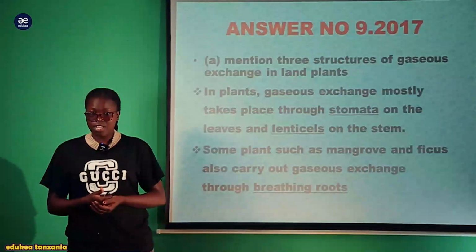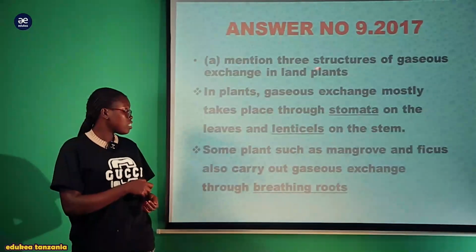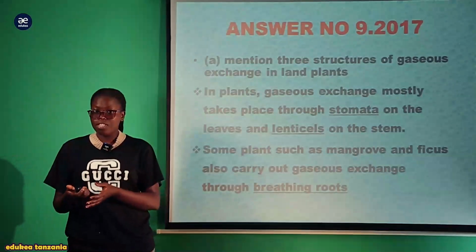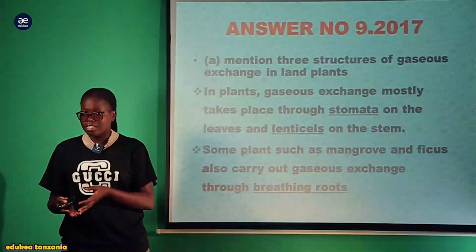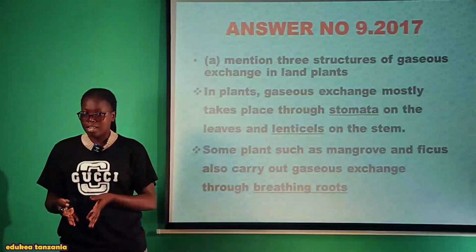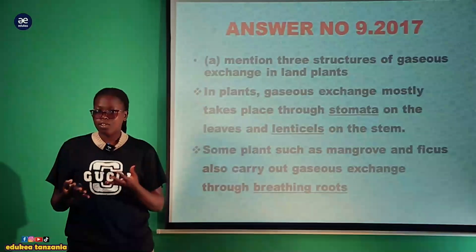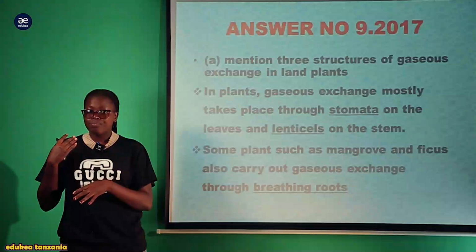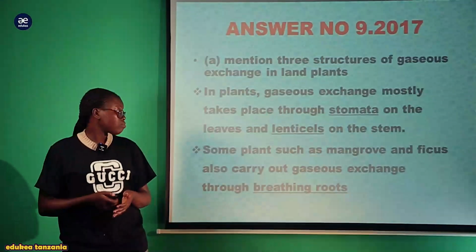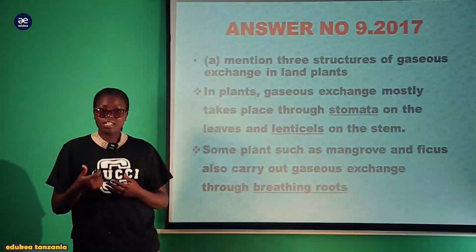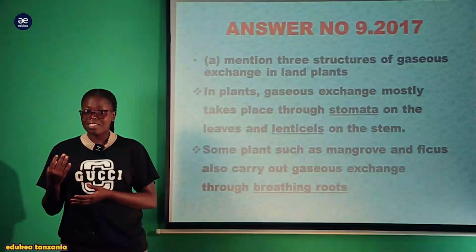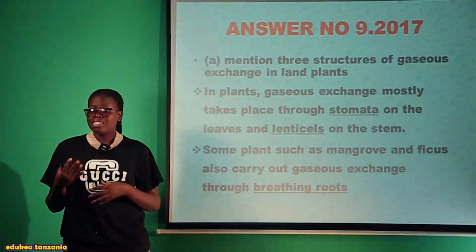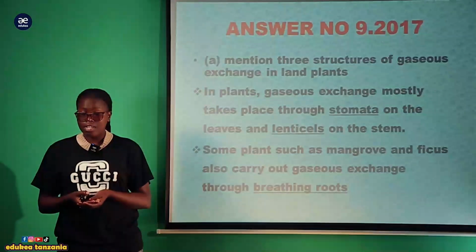But for a detailed explanation, gaseous exchange mostly takes place through the stomata, and these stomata are found within the leaf. These stomata are surrounded by guard cells, which control their opening and closing to ensure the uptake of oxygen and carbon dioxide. Also, there are lenticels. These are found within the stem, but the greatest difference between the stomata and the lenticel is that the lenticel does not have guard cells.